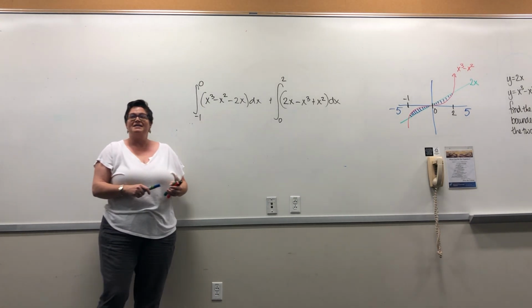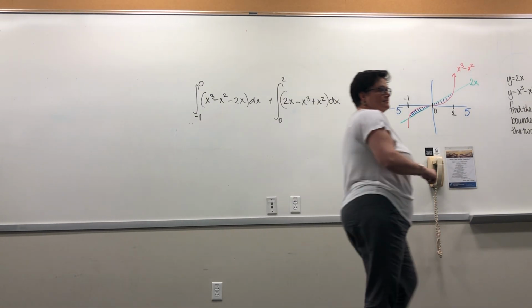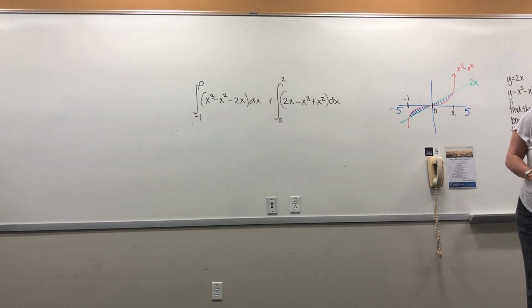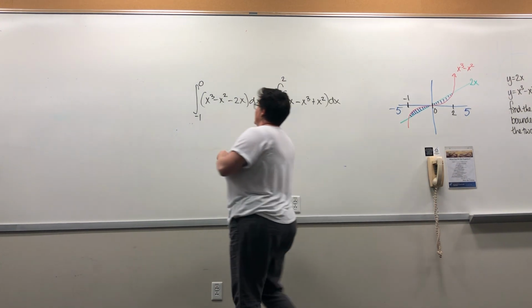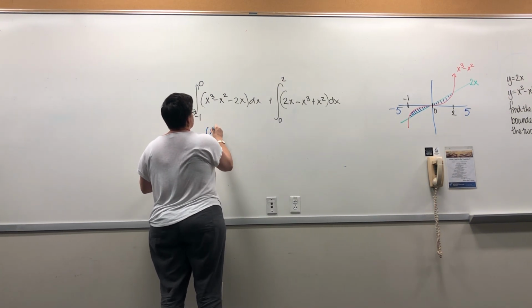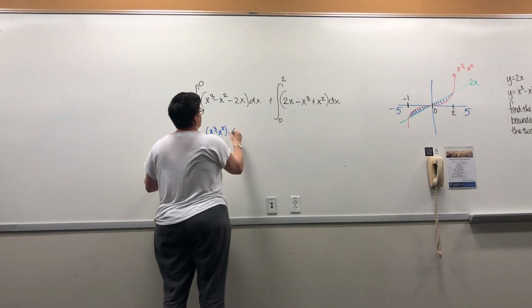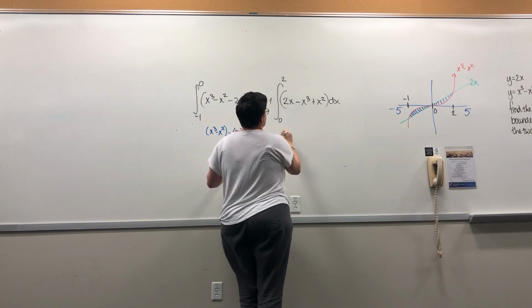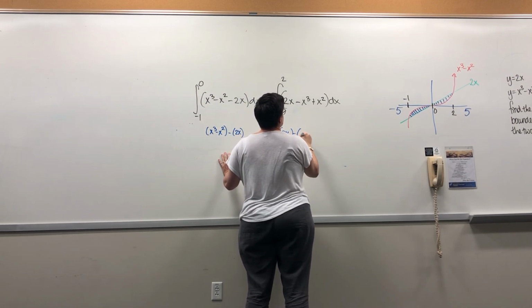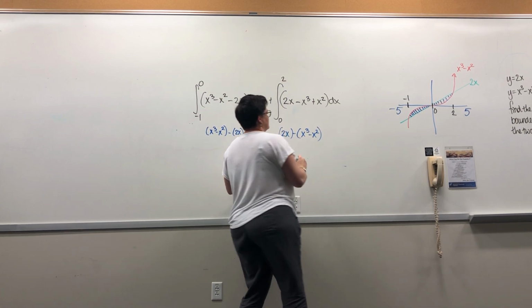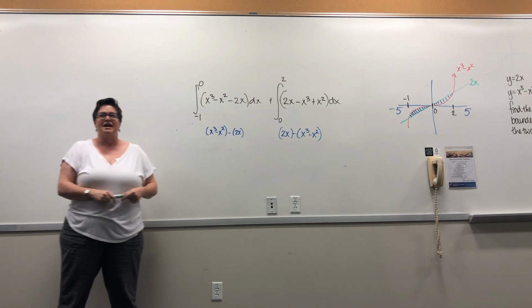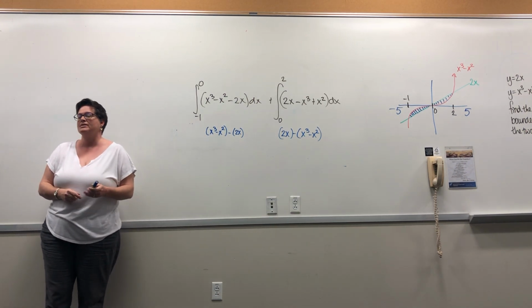It's still top minus bottom, guys. So the control step would be minus 2x. In parentheses, this would look like x cubed minus x squared minus 2x. And this would be 2x minus x cubed minus x squared. Wouldn't it? Top minus bottom, always top minus bottom.